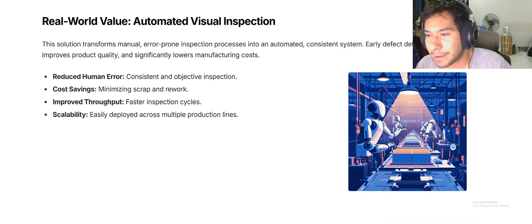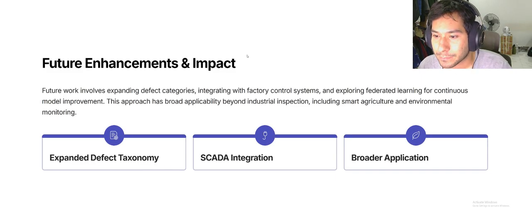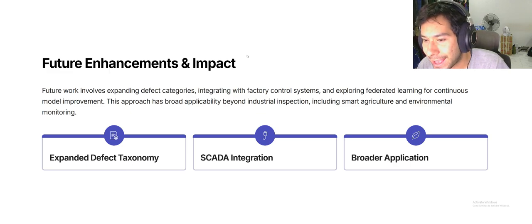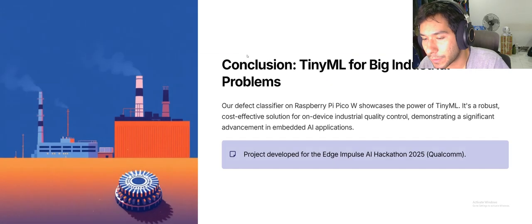And finally, like I mentioned, some of the benefits that we can get are cost savings and improved throughput and scalability, in that we're able to mass produce these models and these microcontrollers that are capable of solving these tasks at relatively low cost. Future enhancements that we have to do down the line include SCADA integration and broader application. And as I mentioned, once we're able to do more computer vision tasks such as detection and image segmentation, that's what we're going to focus on with this project.